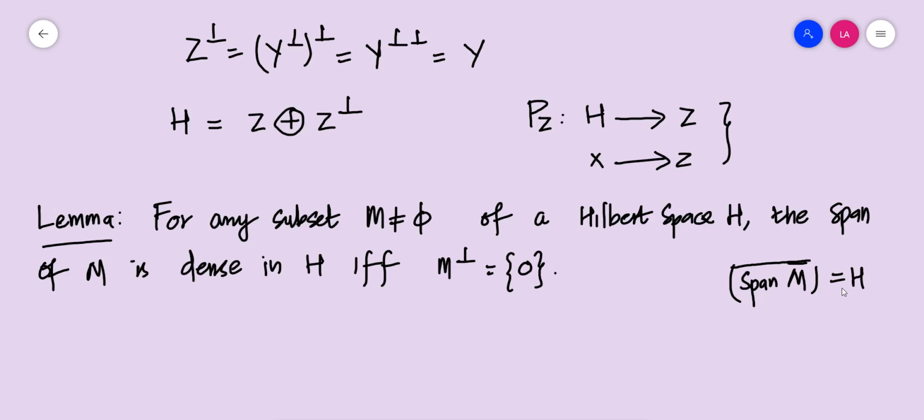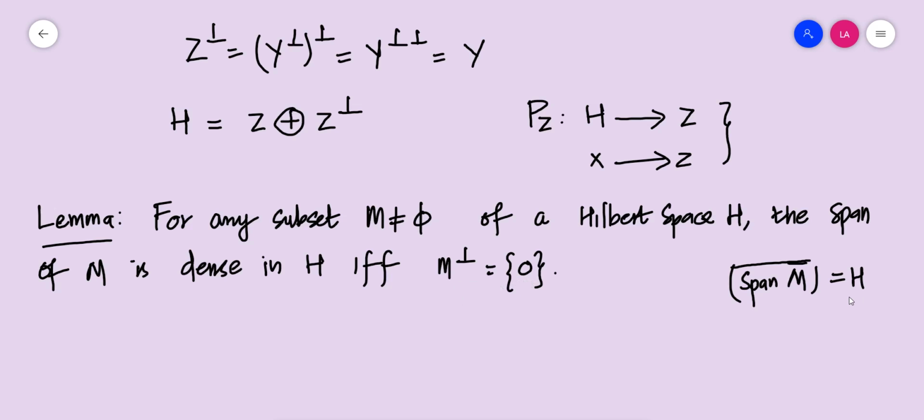Because span M is dense in H means every element of H can be generated using the elements of span M. So if you are given any particular set M whose annihilator is the set {0}, using that set you can actually constitute the whole space H. That's the idea. So let us prove this.